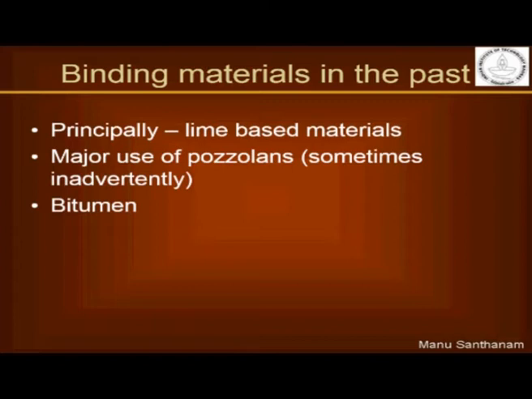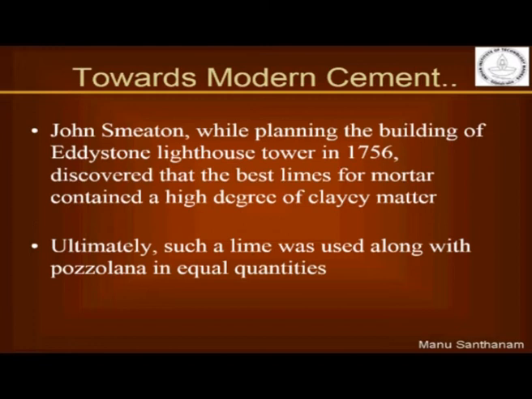Now, one more binding material that was used in the past was bitumen, but today, of course, bitumen is restricted entirely to the manufacturing of roads, flexible pavements primarily. Okay, so now how did modern cement get developed?